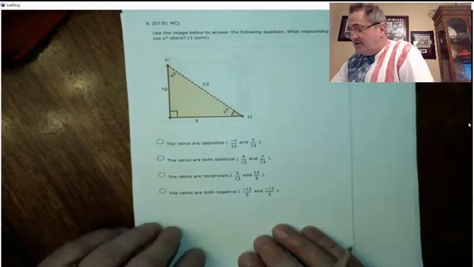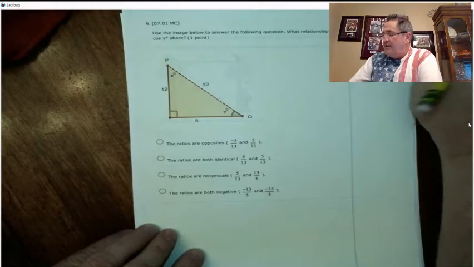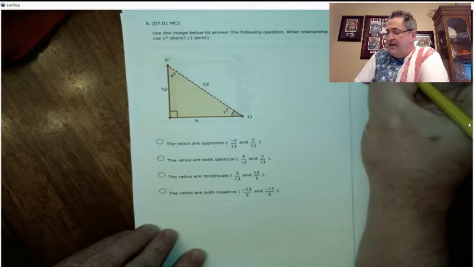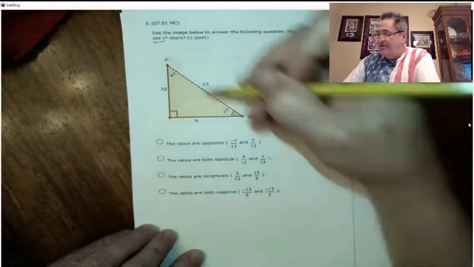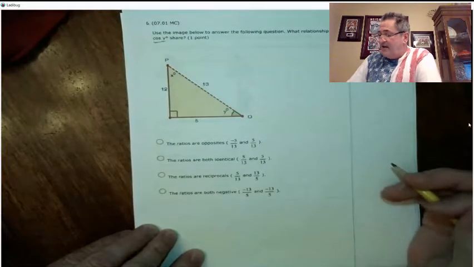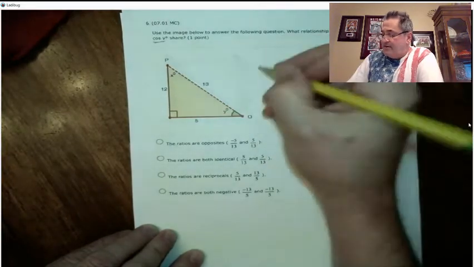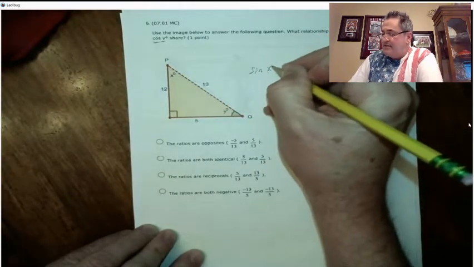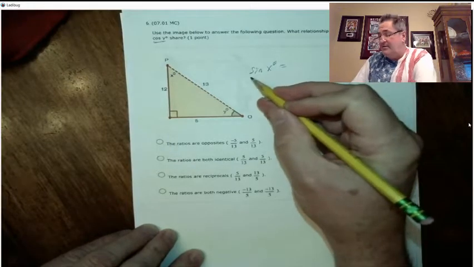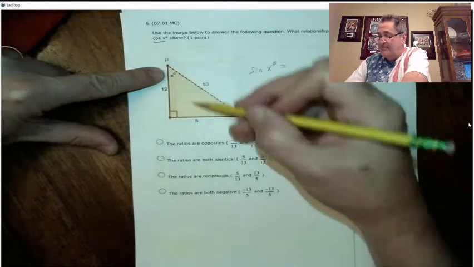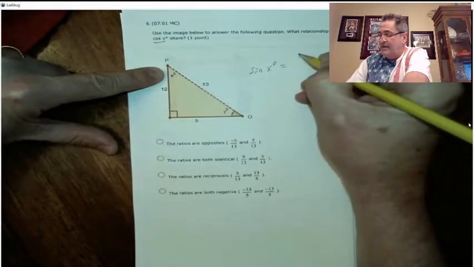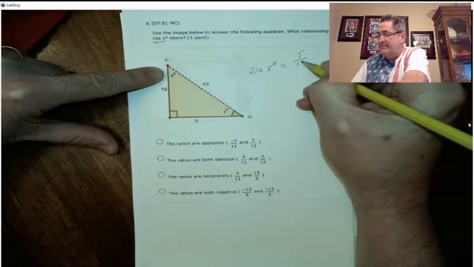Moving right along. Use this image to answer the following question. What relationship does the sine of x and the cosine of y degrees share? Here's the x degrees, here's y degrees. So what is the sine of x degrees? Sine is opposite over hypotenuse. So from the x, the opposite side would be the 5. And the hypotenuse of this triangle is the 13.